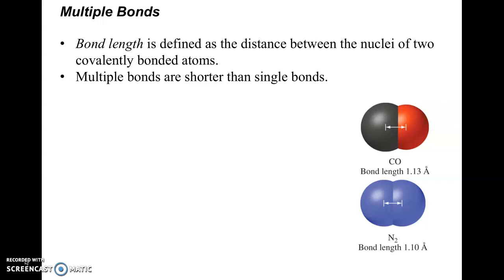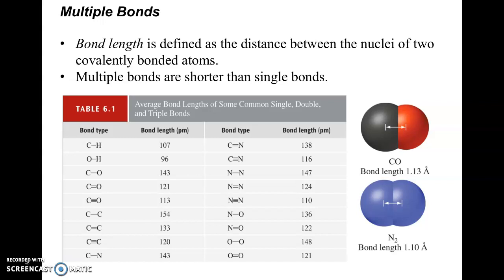So I have examples. CO has a triple bond, and N2 has a triple bond, and they're very short. When you compare them in this table, we have a significant number that you can compare. For instance, the C-N single bond is 143, that's picometers. C=N, where it's a double bond, is 138, and C≡N is 116. So we see that they get shorter with the larger number of pairs of electrons holding them together.